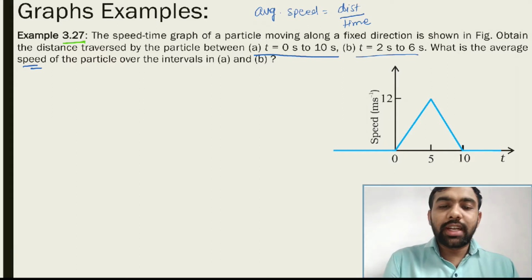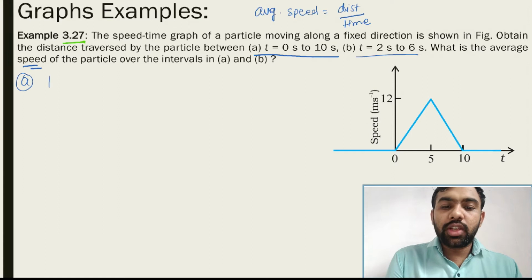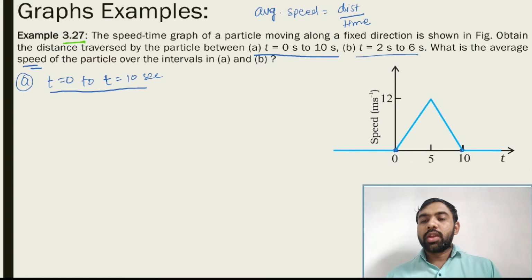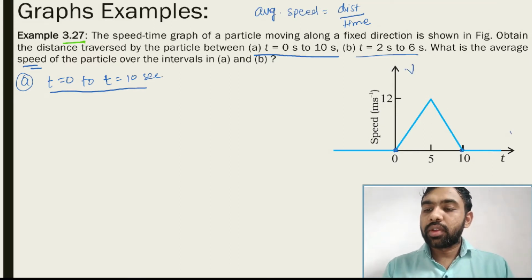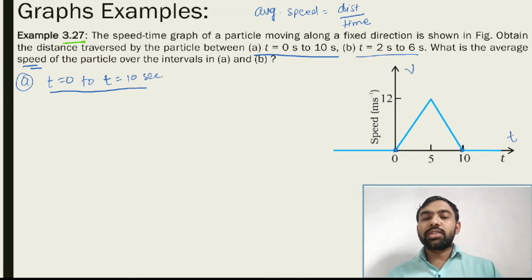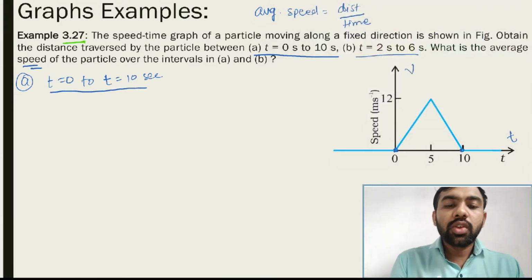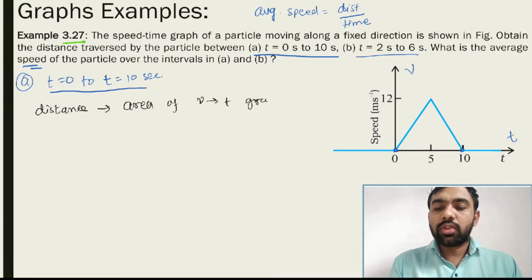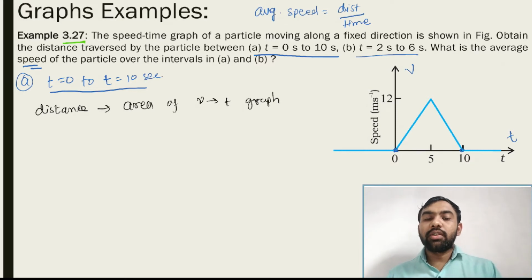Okay, so let's start with the first one. Average means t = 0 to t = 10 seconds. First interval: 0 is somewhere here and 10 is somewhere here. Now the v versus t graph is given to us. So what is distance? Distance is equal to the area of a graph, as we know. So distance is equal to the area of the VT graph.